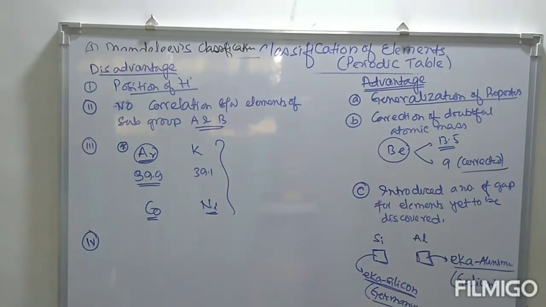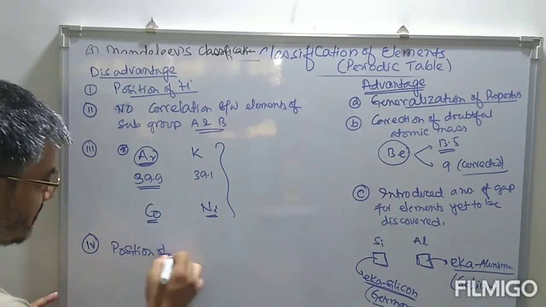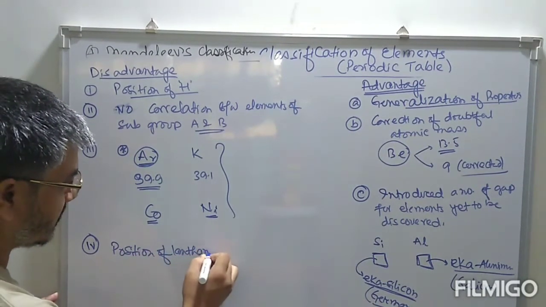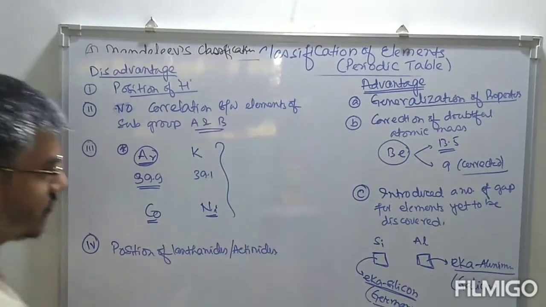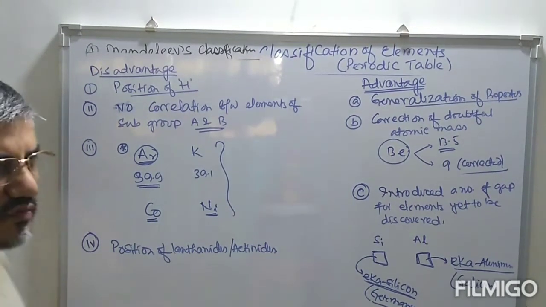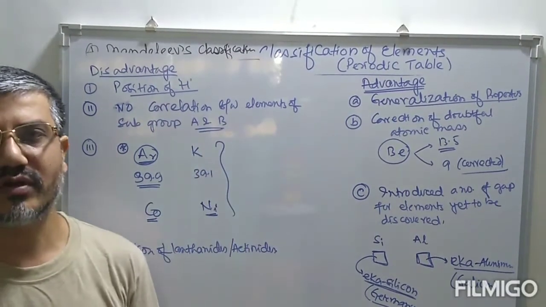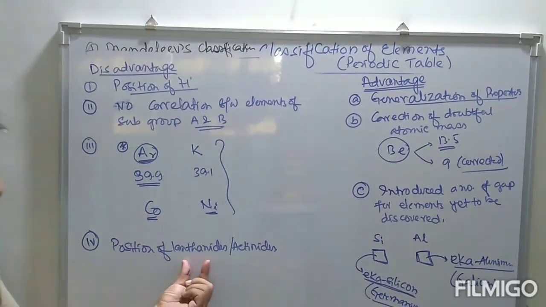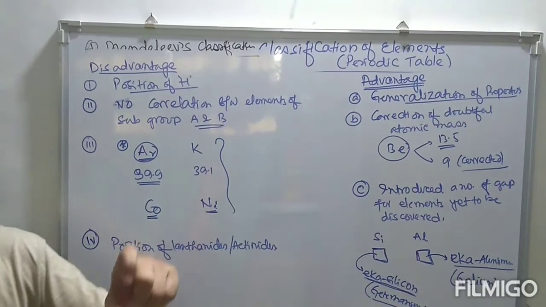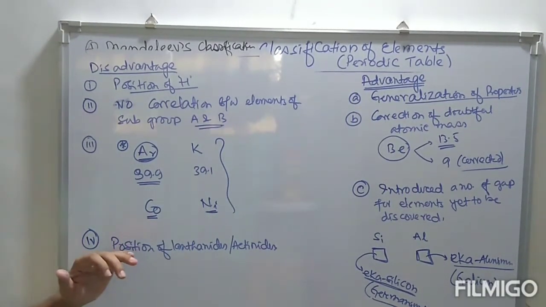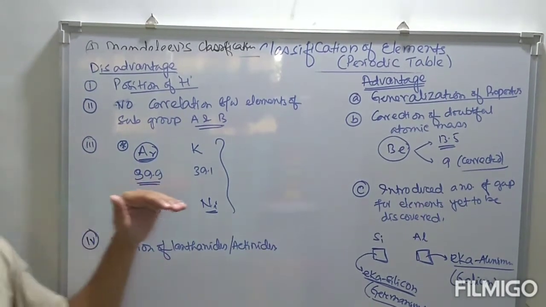Number 4. The position of lanthanides and actinides. If you look at the periodic table, there is a group of 14 elements known as lanthanides and actinides which are placed below the main periodic table. So he could not include these 14 lanthanide and 14 actinide elements in the main periodic table. So this is again a very important disadvantage of this classification.